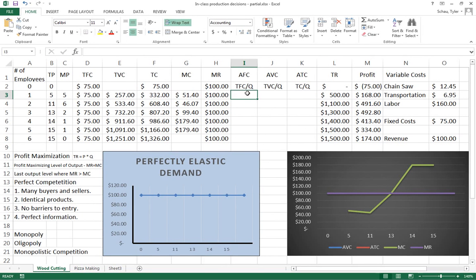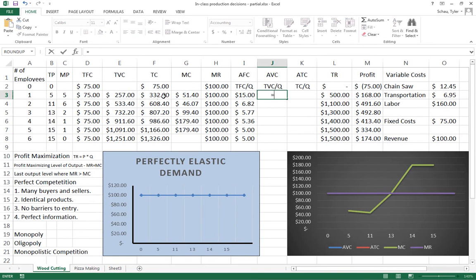So here, average fixed cost. So take total fixed cost and divide by total production, 5. And we get $15 in average fixed costs. I'm going to go ahead and autofill that all down, and you notice again we're constantly decreasing fixed costs. We're spreading that overhead out. We stop decreasing it here because we're not increasing production, and we max out production at that point.